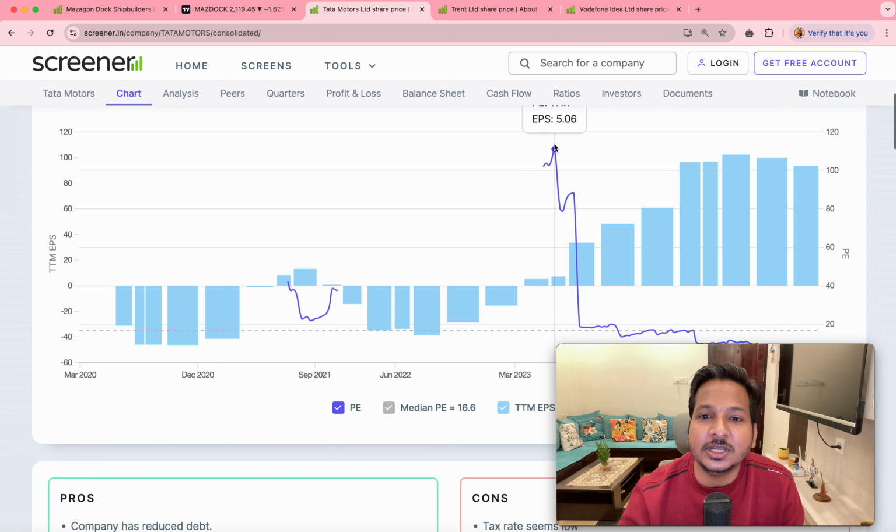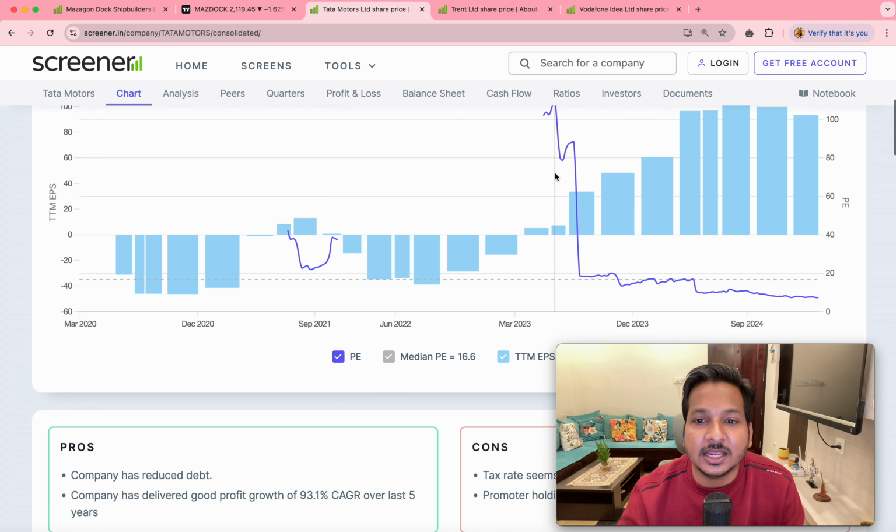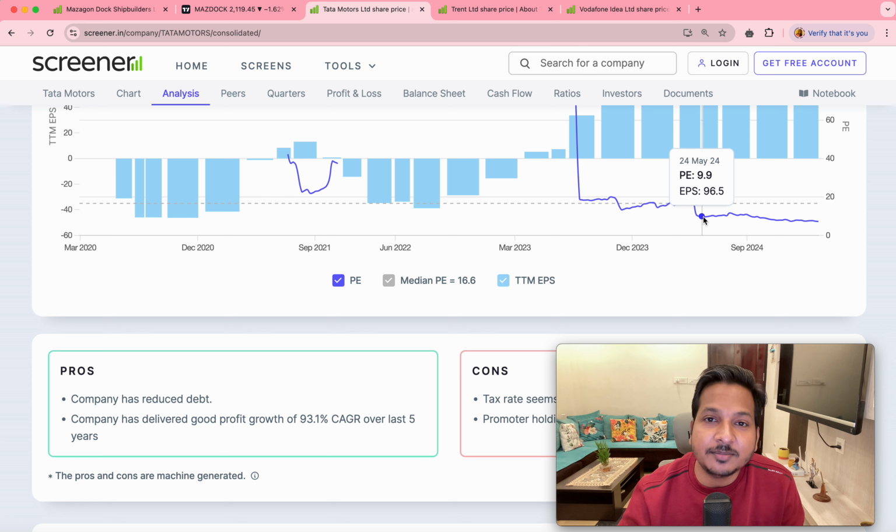You see the PE ratio was 110 in June 23, the time when it was time to buy. And when it was time to sell, that PE ratio was around 10. The PE ratio was 10. This is the magic of the share market. For each stock, each sector, separate things work.